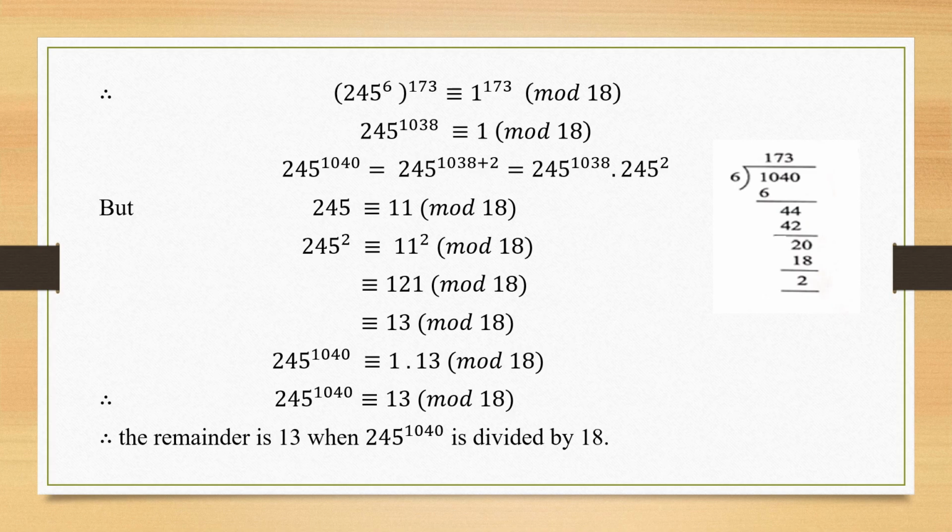So 245 raised to the power of 1038 into 245 raised to the power of 2. 245 raised to the power of 1 is easy for us to calculate first. When I divide it by 18, my remainder is 11. Then I raise it to the power of 2. So 245 raised to the power of 2 is congruent to 11 the whole power 2. 11 square is 121. Again, if I divide it by 18, my remainder is 13. So 245 raised to the power of 2 has value 13, and the other value is 1. So 1 into 13 mod 18 results in 13.